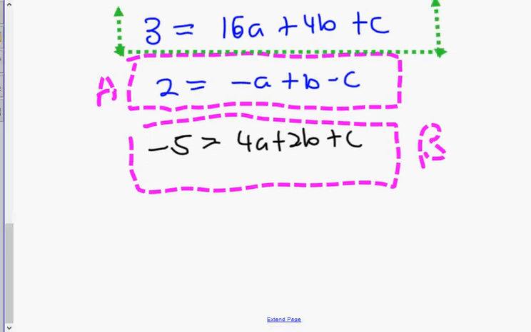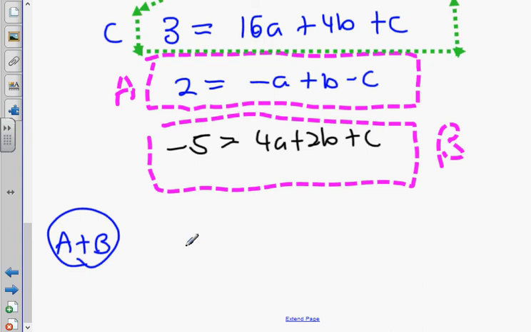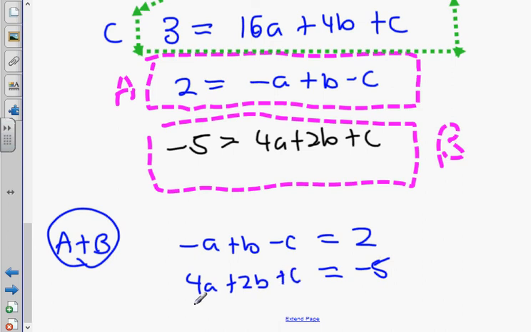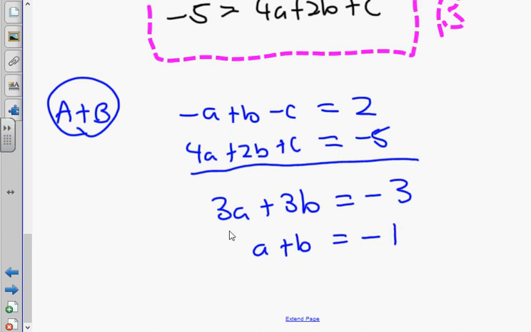To cut out c, what we're going to do is this. I'm going to do a plus b. Now write down what you're using, a plus b, okay? So a is minus a plus b minus c equals 2. b is minus 5 equals 4a plus 2b plus c. What we're next going to get is 3a plus 3b equals minus 3. Divide by 3. a plus b equals minus 1.